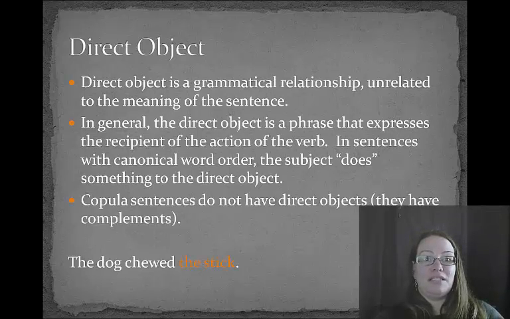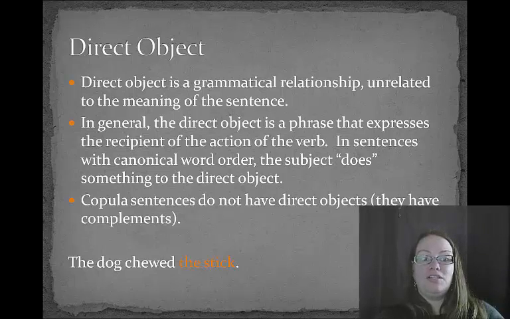The direct object is a grammatical relation, again unrelated to the meaning of the sentence. In general, the direct object is a phrase that expresses the recipient of the action of the verb. In sentences with general regular word order, the subject does something to the direct object. So sometimes I'll say to students, the subject does the verb and the direct object is the thing that gets done by the verb. Copular sentences don't have direct objects, those have complements. Look back at the last presentation to remember what a complement is.